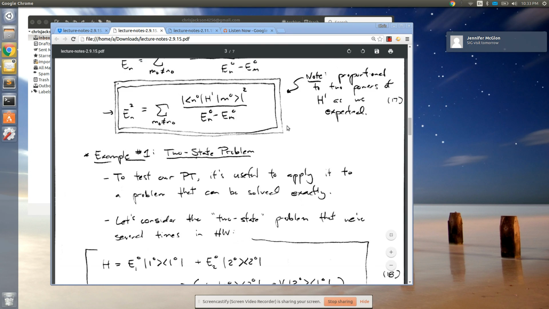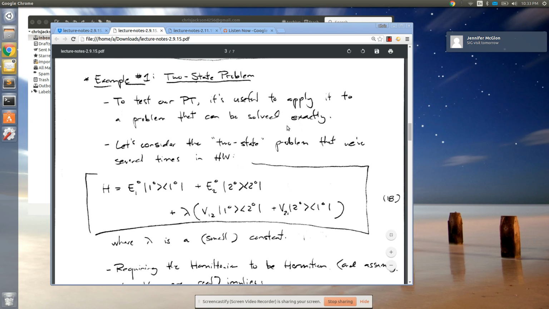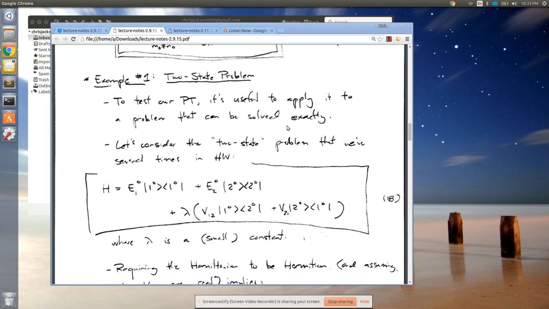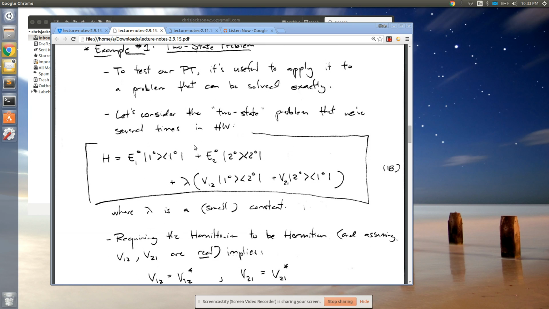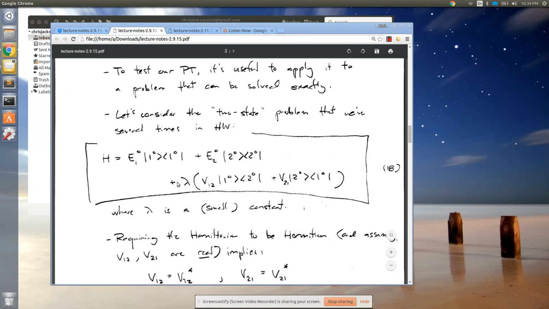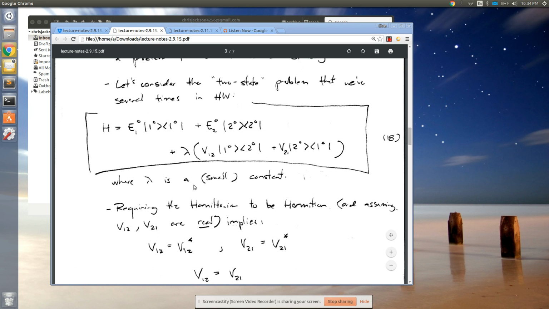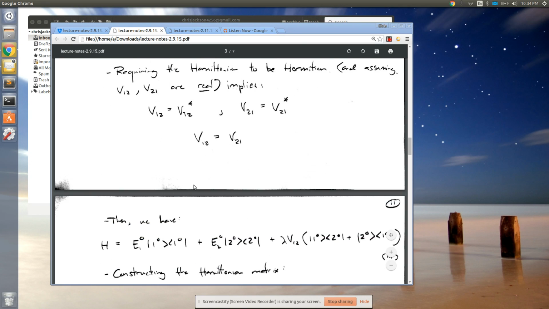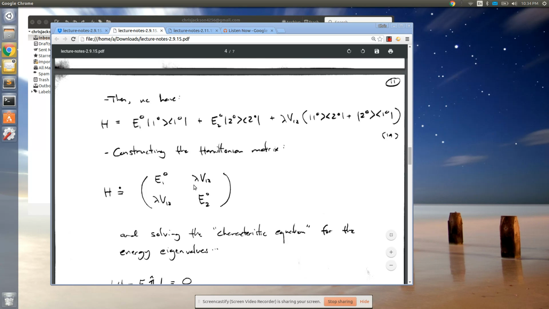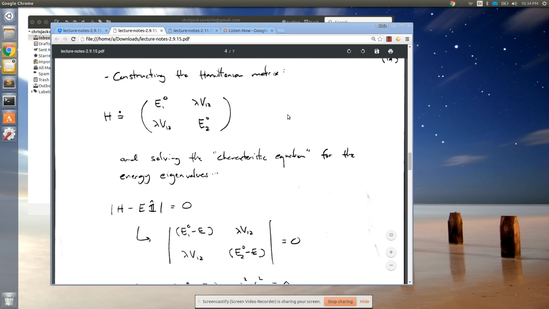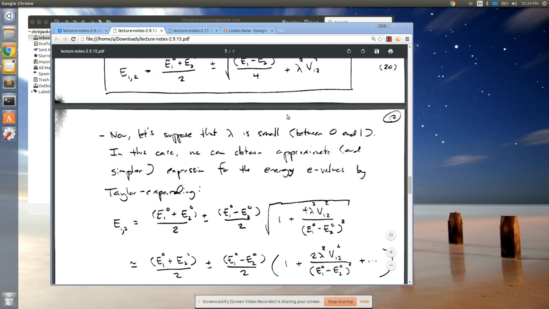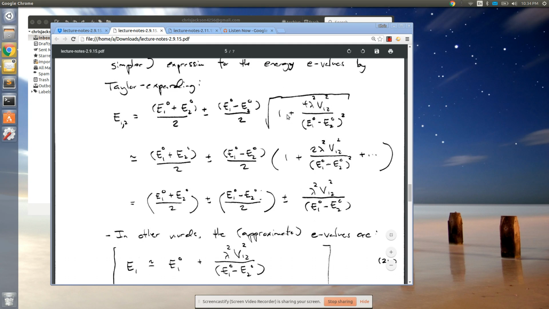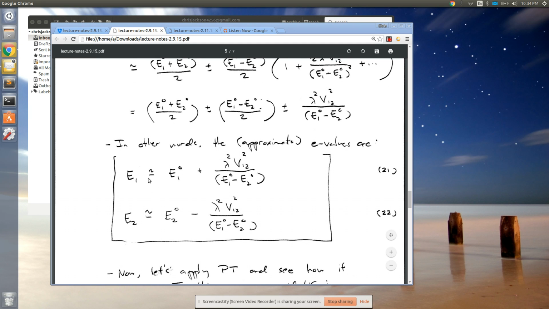So from there we studied a very simple problem that we could solve exactly and then expand. It's a two-state problem with some non-diagonal terms, and we were assuming that this parameter lambda was small. So we were able to solve that problem exactly and then do a Taylor expansion around this lambda parameter. And we were able to find two approximate expressions for the eigenvalues, or the eigenenergies. This is what we found by doing that.